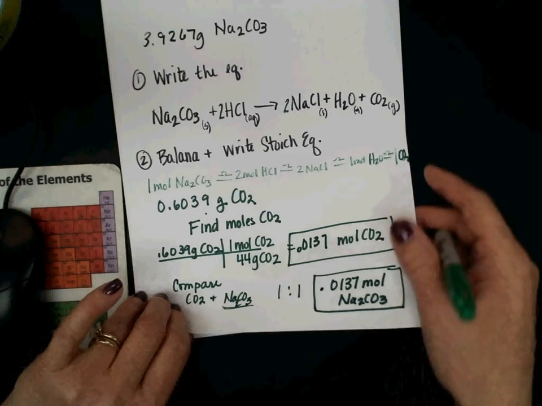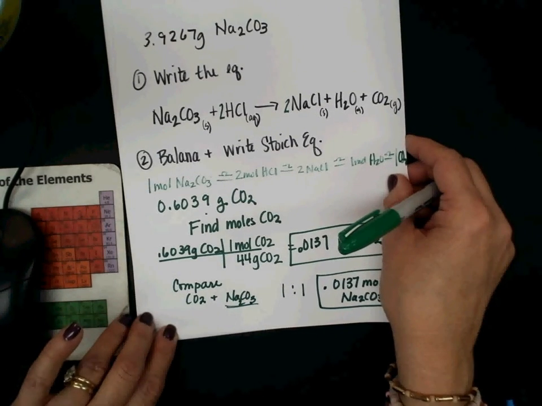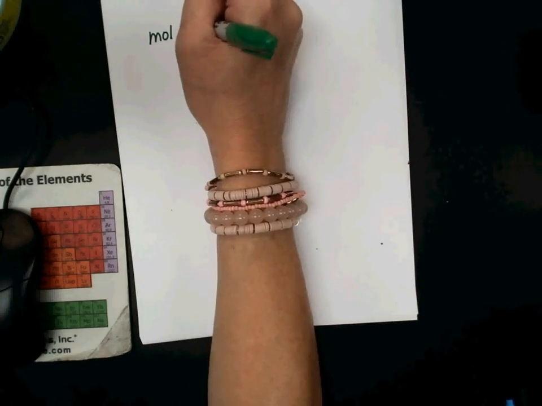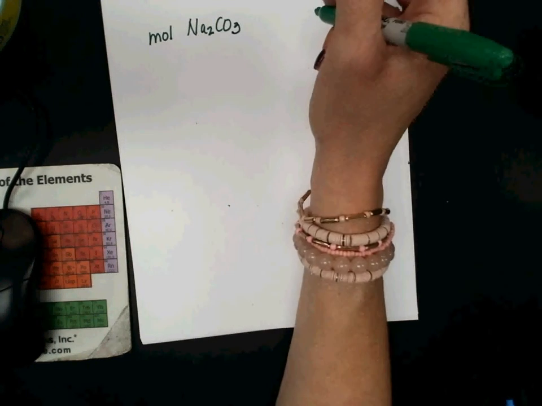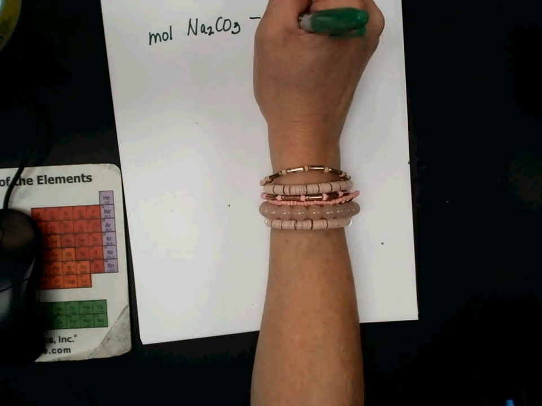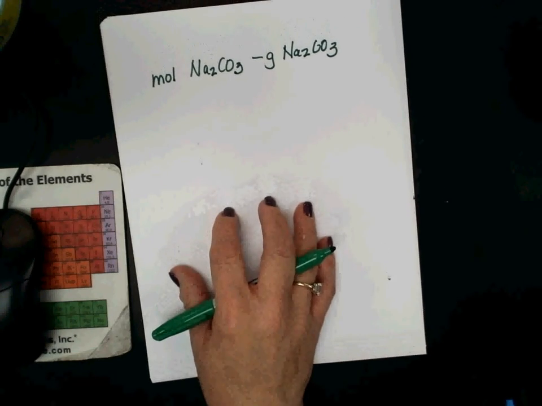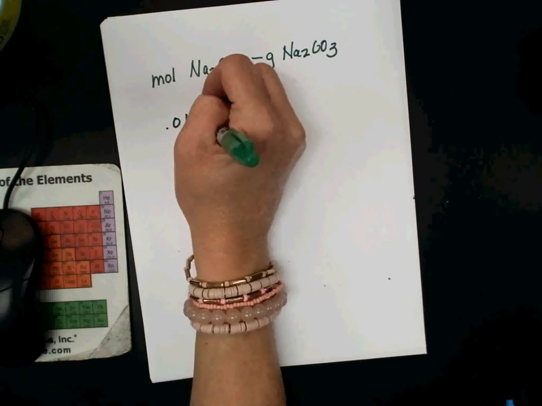So I now know my grams of CO2, I know my moles of Na2CO3. Let's go from moles Na2CO3 to grams, and we'll do another one of these tomorrow to work our way through. And remember that mass given in the beginning, that 3.9 or 3.8, 3.9, that has water in it. So we can't just flat out use that because we don't know what part is the water.